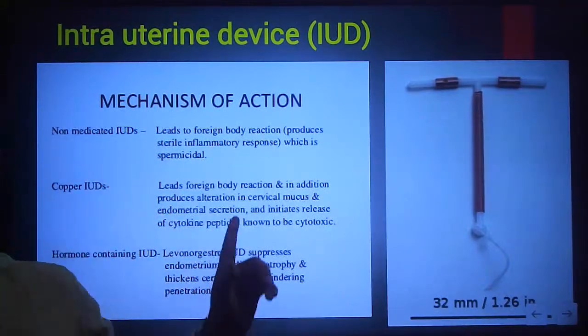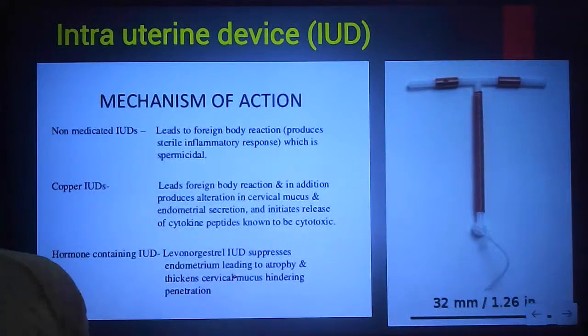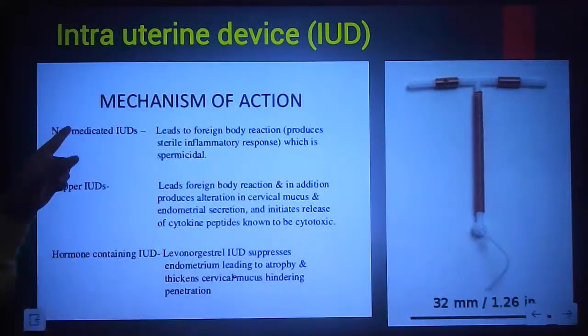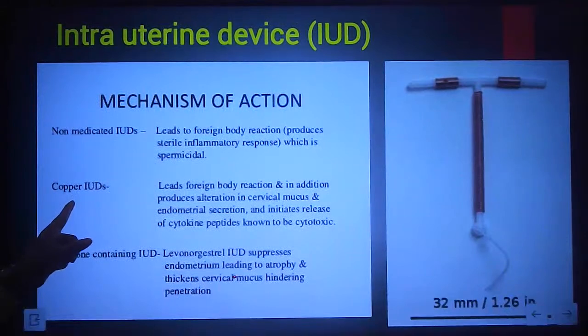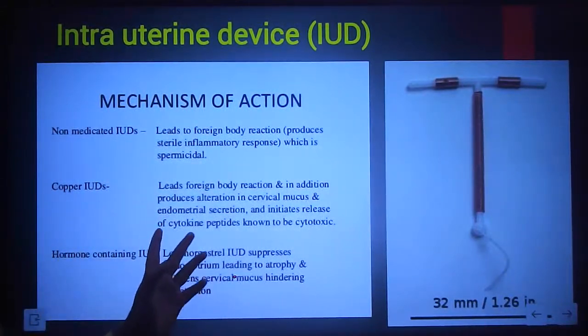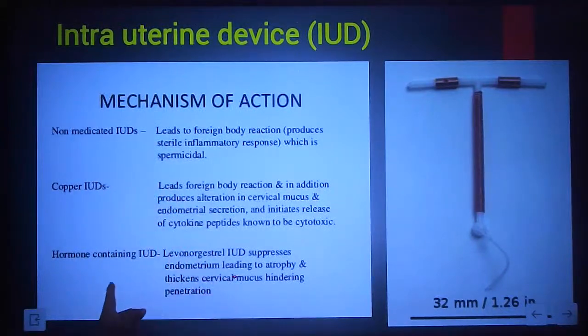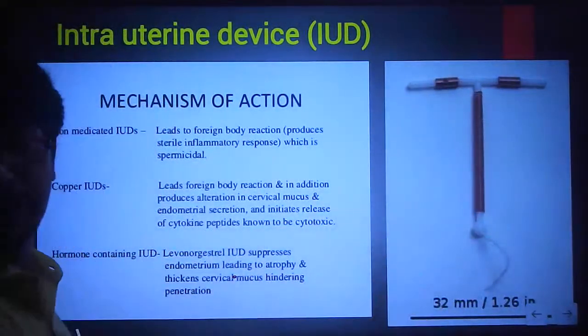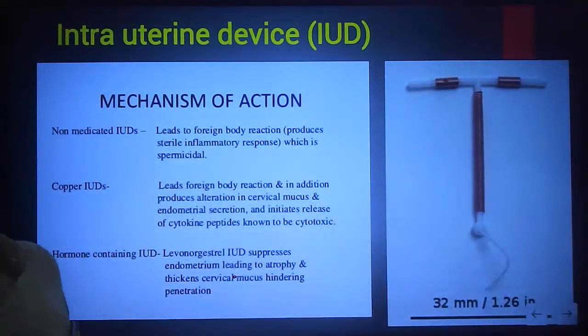Definitely one question will come from this area. Examples are very important. They may ask anything: non-medicated, copper, or even hormone releasing IUD. Progestasert, LNG20. These are the examples for hormone containing IUDs. So this part is very, very important. And this is the image of the Copper T.